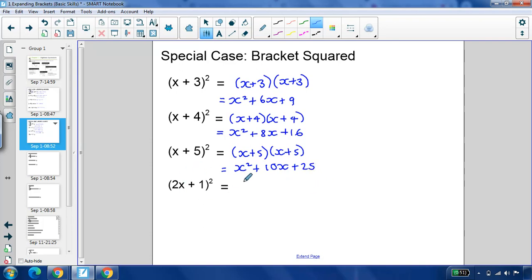This one, the coefficient of x is no longer 1, so again, be careful here. When I do 2x multiplied by 2x, I get 4x squared. Then I've got a 2x here and another 2x, that's going to be 4x. And then I've got an add 1.